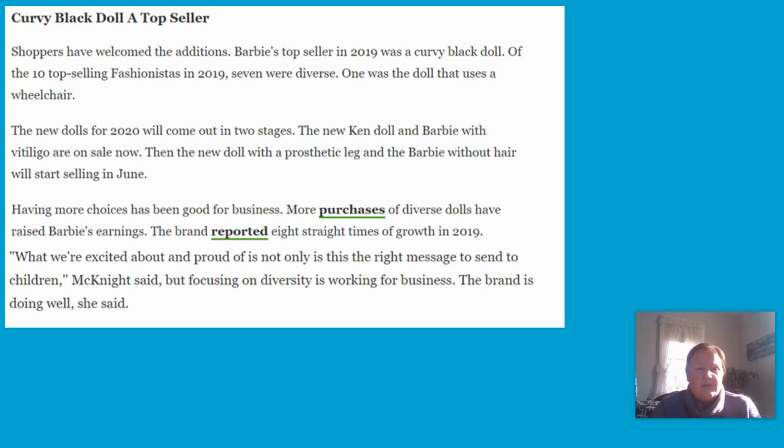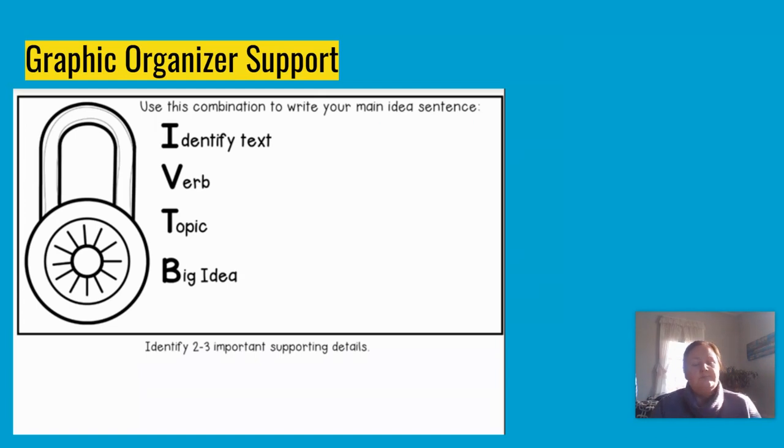The new dolls for 2020 will come out in 2 stages. The new Ken doll and Barbie with vitiligo are on sale now. Then the new doll with the prosthetic leg and the Barbie without hair will start selling in June. Having more choices has been good for business. More purchases of diverse dolls have raised Barbie's earnings. The brand reported 8 straight times of growth in 2019. What we're excited about and proud of is not only is this the right message to send to children, McKnight said, but focusing on diversity is working for business. The brand is doing well, she said.